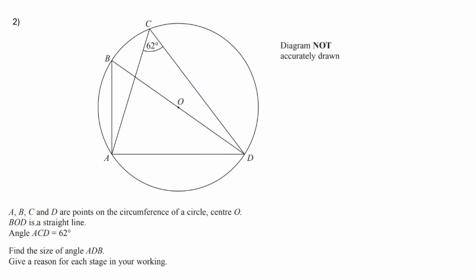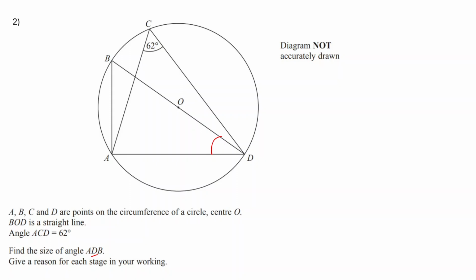It says, BOD is a straight line, which we can see. Angle ACD is 62, which is also on the diagram. Find the size of angle ADB. So we're looking at angle ADB. We're trying to find this angle here.